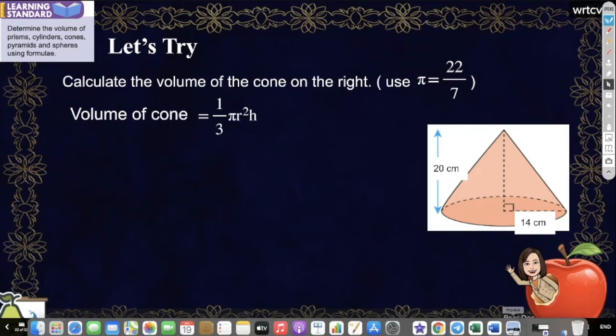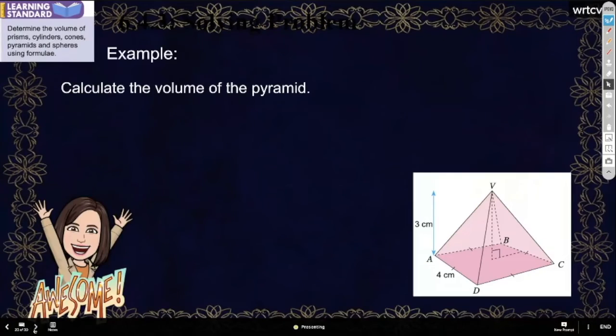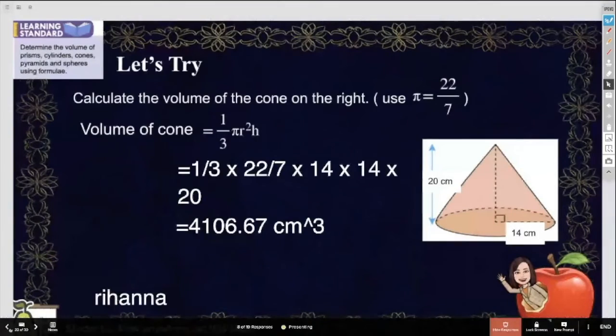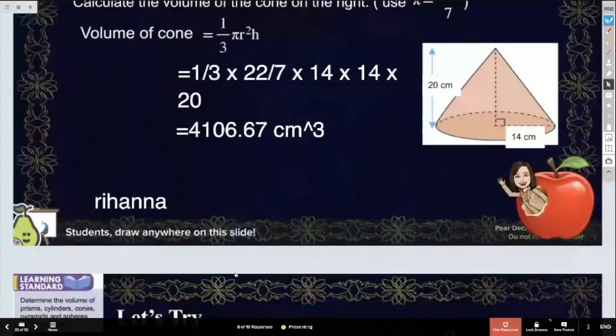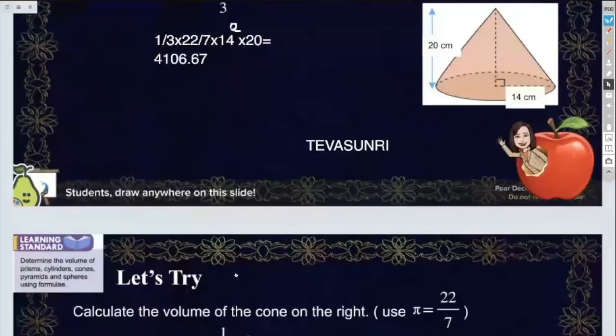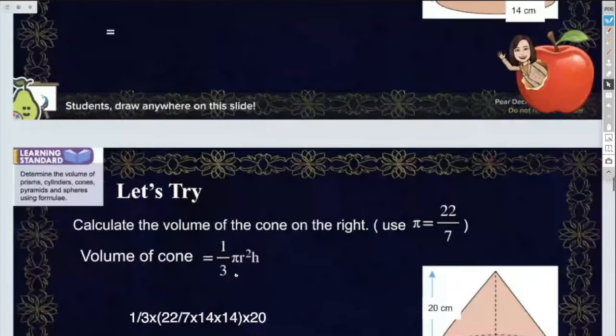Okay, let me check the response. What is the time now? 10 o'clock already. Okay, manage to finish, right? Hopefully there are 2 more, right? Okay, there are pyramid and sphere. Okay, so Raihana, good, correct already. Okay, Tiva correct, well done. Nasrin, yes, good. Okay, so this one not yet finished.